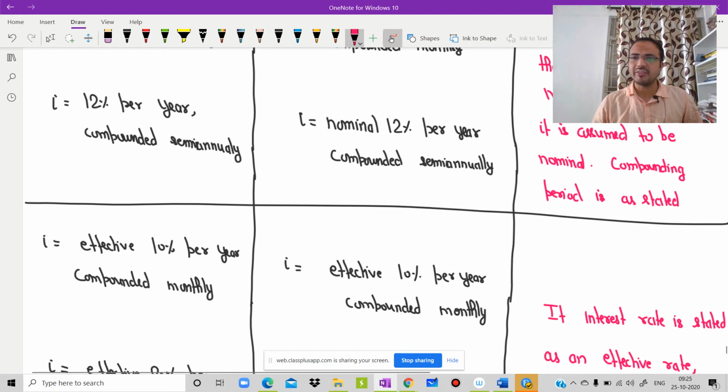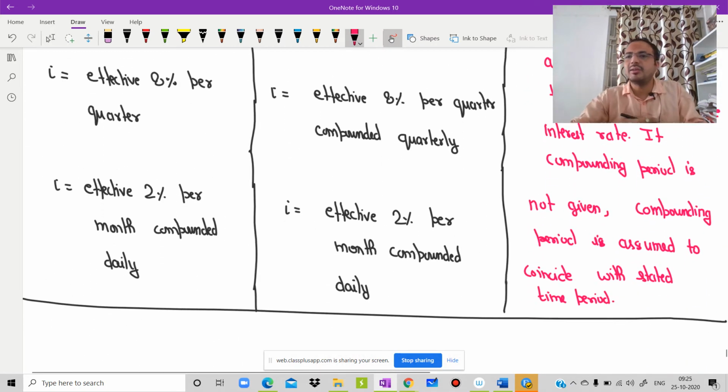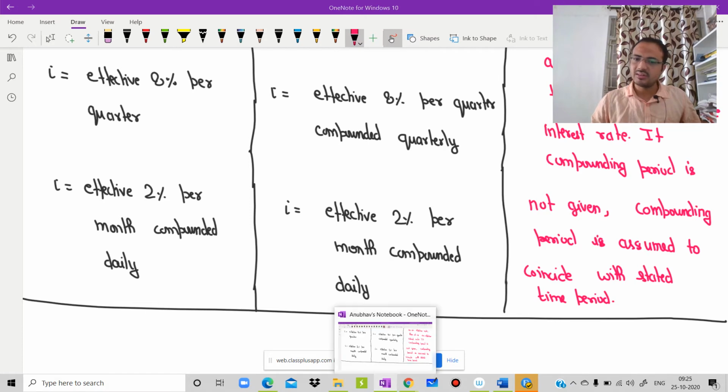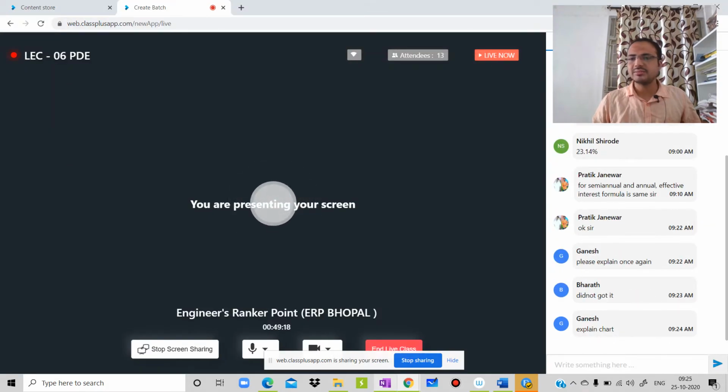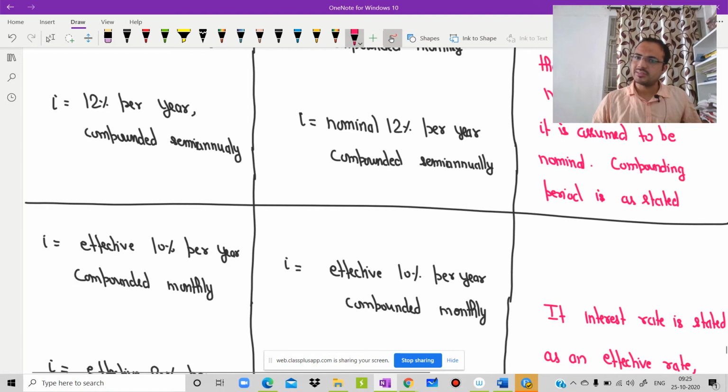And if it is given in the effective form, then effective 10% per year, compounded monthly, then we will take it as effective. In a question, in whichever manner they give it, you need to consider it in that manner only. If they give you nominal, take it nominal. If they give you effective, consider it as effective. Is it clear? That's why, Ganesh, I explained this chart once again, that you can get it in different manners, and it is the interpretation of that one.